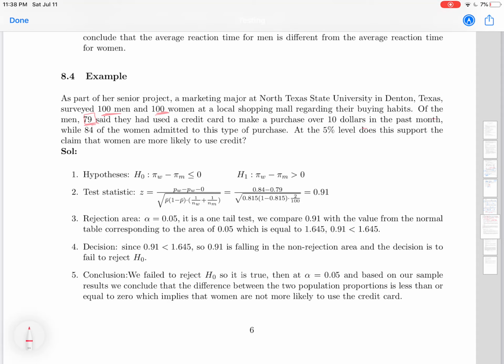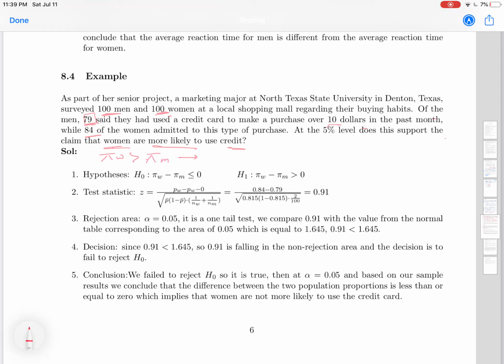As part of her senior project, a marketing major at North Texas State University in Denton, Texas, surveyed 100 men and 100 women at a local shopping mall regarding their buying habits. Of the men, 79 said they had used a credit card to make a purchase over $10 in the past month, while 84 out of 100 women admitted to this type of purchase.